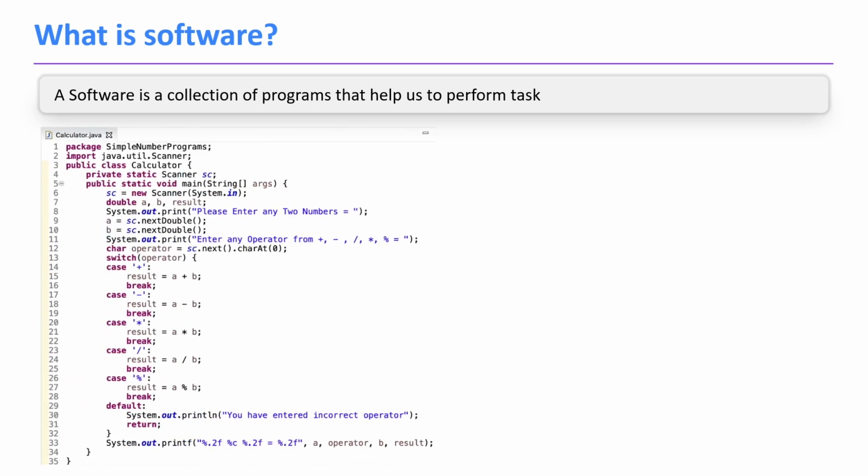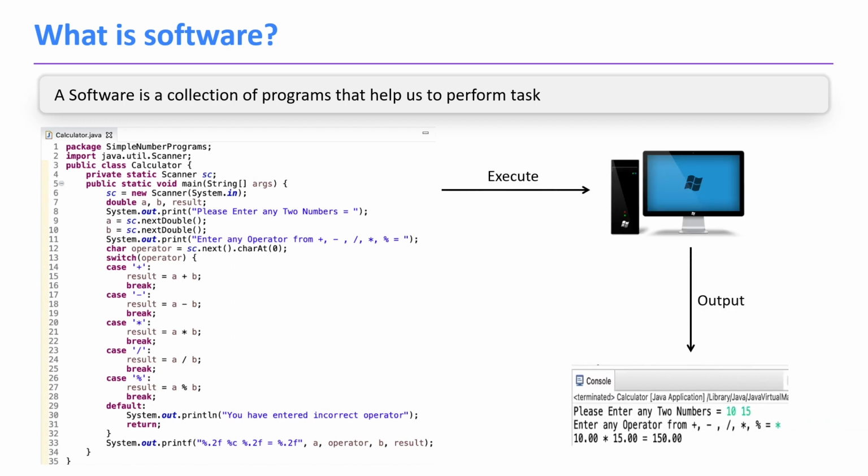So here we will take an example of a calculator program. If we run this program on the computer, it will ask us to enter two numbers. So we have entered 10 and 15. Then it will ask us to enter an operator between the given numbers. Here we have entered multiplication. Once we enter the multiplication, it will give the multiplication of both the entered numbers. So this is how the calculator program works. This is just one simple program. So a collection of multiple programs like this we call a software.